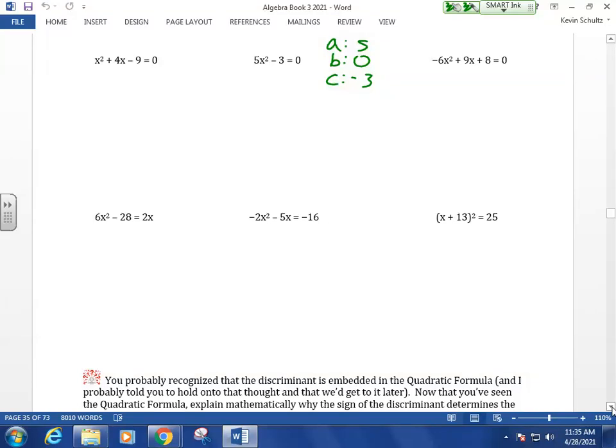So plugging this into the formula, we've got negative B, or negative 0, which is just 0, plus or minus the root of B squared, or 0 squared, minus 4 times 5 times negative 3, all divided by 2 times 5. Okay? And since we've got 0 plus and 0 minus, we are going to come back to that.